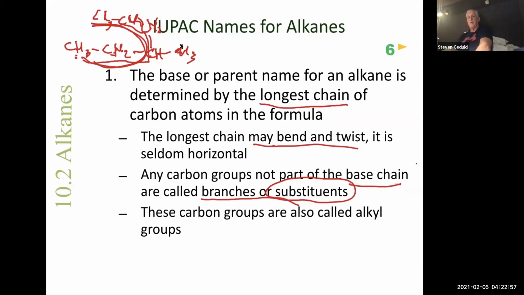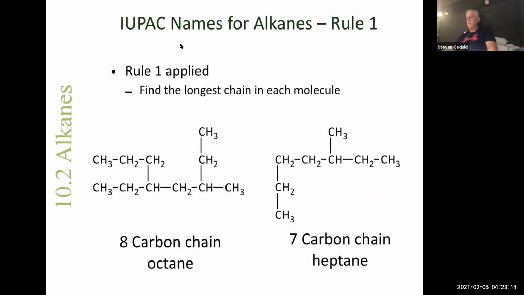If you have a 3 carbon chain that's not part of the base chain, and they're 3 in order, it's a propyl group. These are substituent or alkyl groups because you've dropped the A and E and you've added YL. Rule number 1, you have to do these in order, or they're not going to make sense.